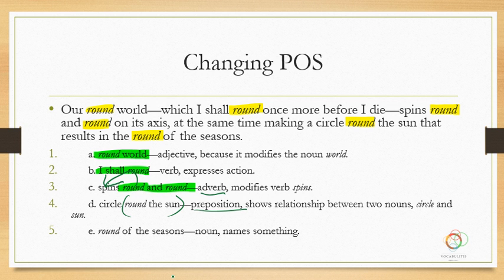Number 5, round of the seasons. In this case, it is a noun. It is followed by a prepositional phrase, of something. It's got to be something of the seasons, and so you have a noun, round. And that is it with the exercises.